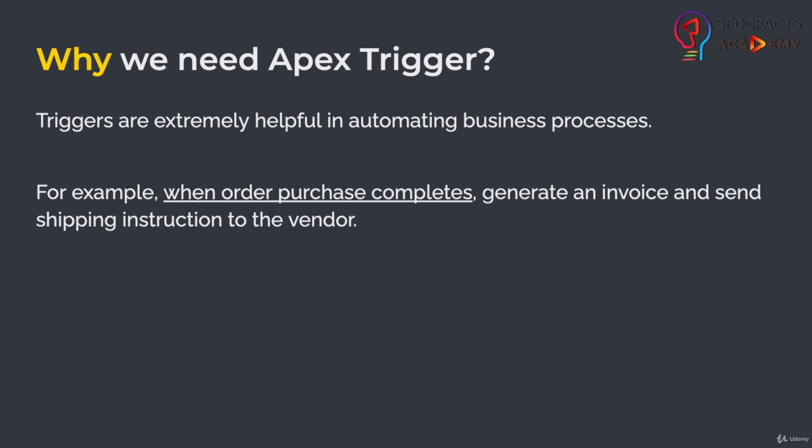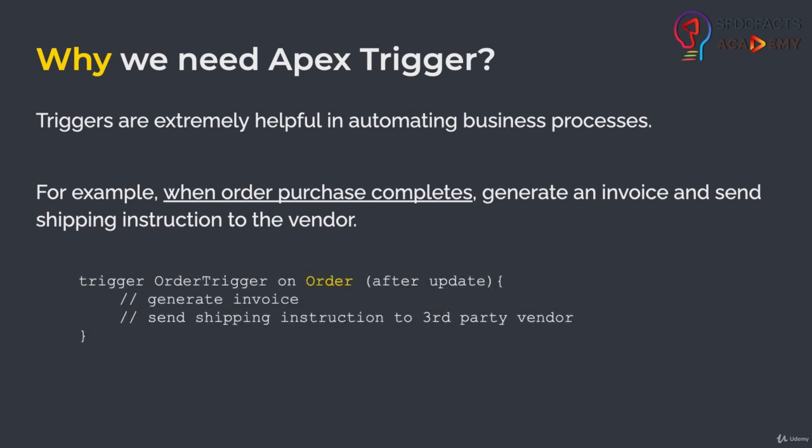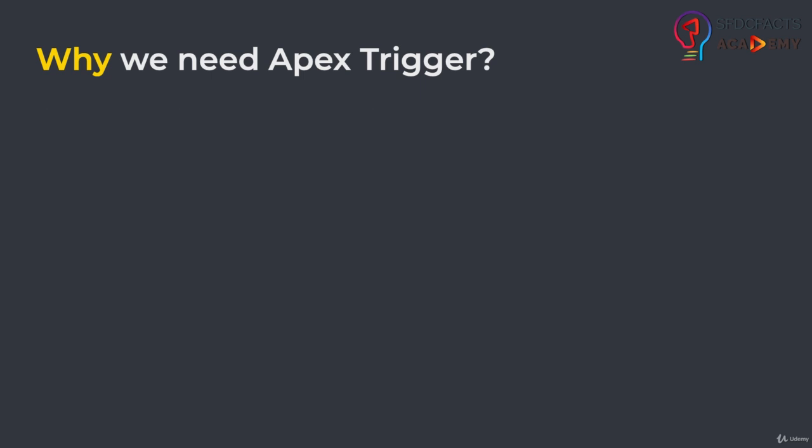So with the help of an Apex trigger, you could do something like this. You could create a trigger on the Order object and you could use the after update event, as you need to do it when the order status changes from incomplete to complete or maybe from processing to complete. And within this trigger, you can write all your automation. You can generate your invoice here and you could also make a call to a third-party vendor and send the shipping instructions. Let's discover more reasons of why we need Apex triggers.